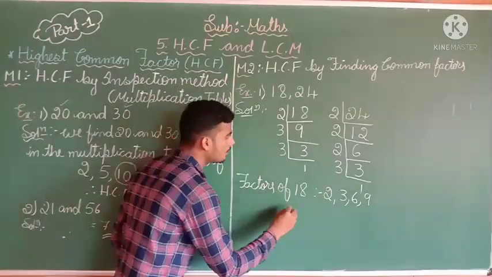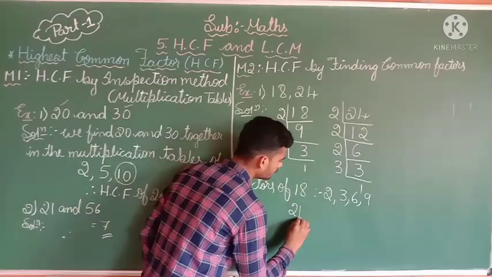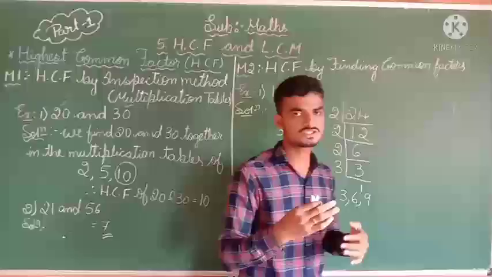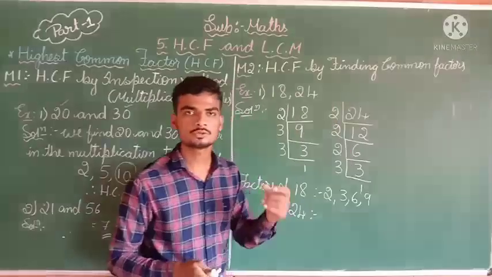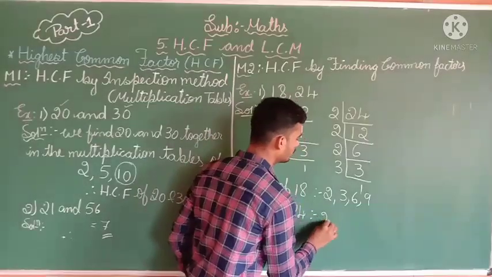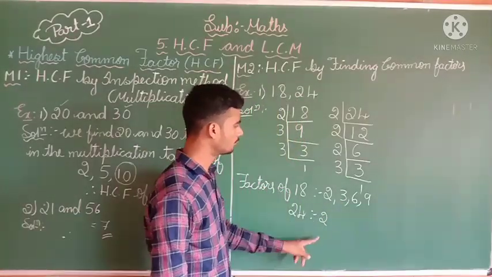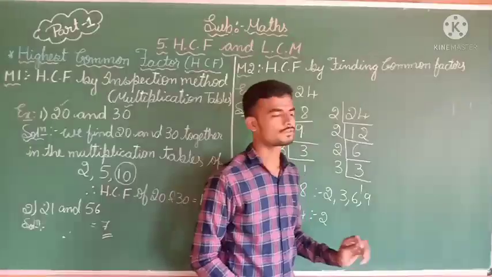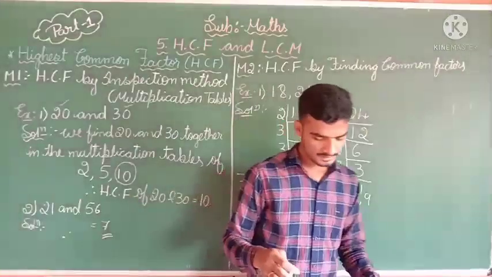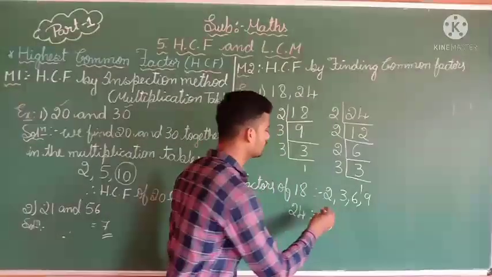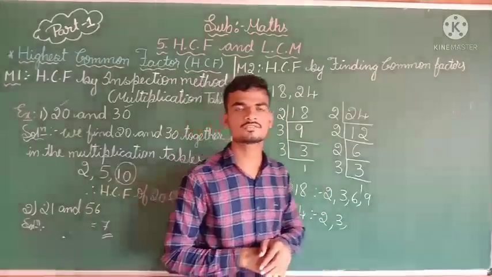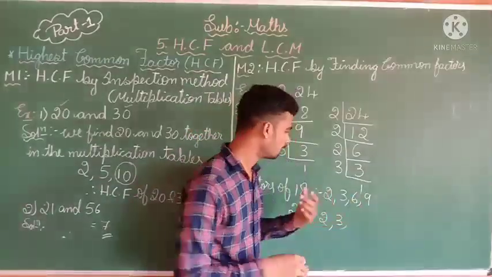Next, factors of 24. In which table will you get 24? In the 2 table, will you get 24? Yes, in the 2 table you will get 24. 2 how much are 24? 2 12s are 24. Then in the 3 table also you will get 24. After the 3 table, in which next table will you get 24? In the 4 table.